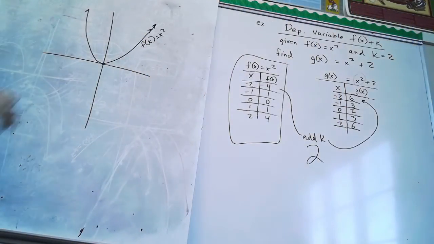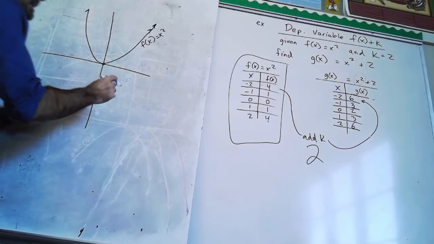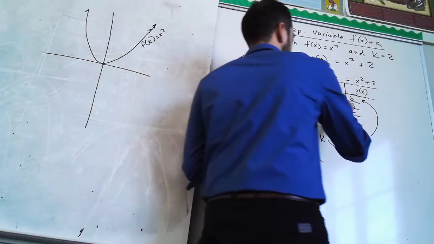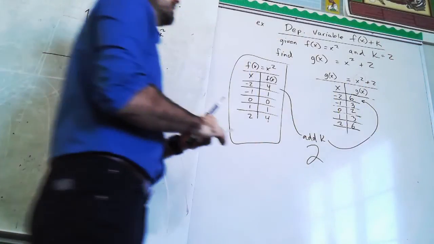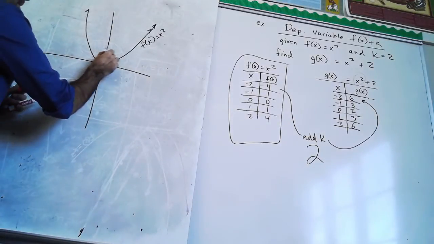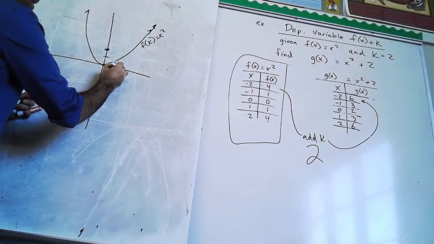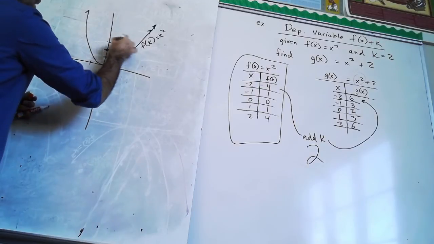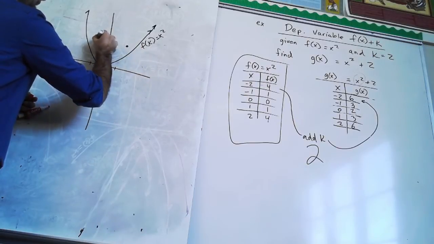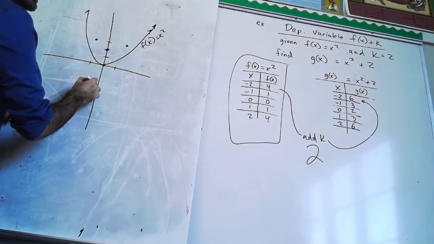So let's plot some of these. I say always plot your zeros. In this case, when x is 0, y is 2, so that's my y-intercept right here. Let's see, we have 1 and 3, negative 1 and 3, and then we have 2 and 6.